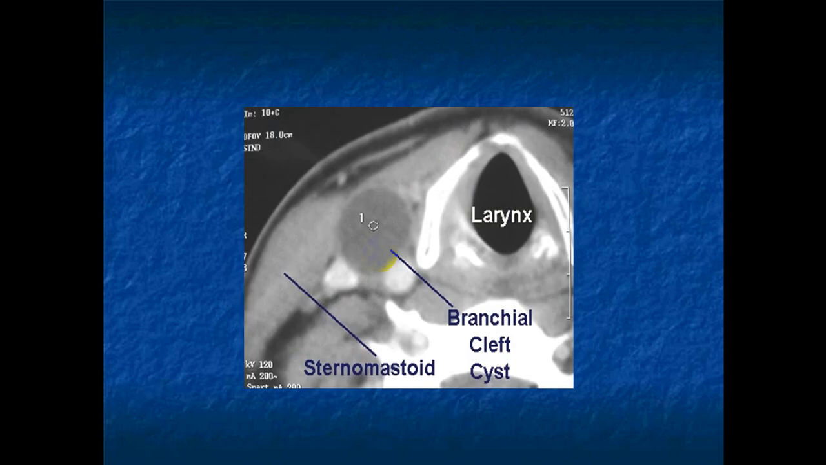Usually we do ultrasound of the neck, and this is an axial CT scan of the neck showing a well demarcated, low attenuated cystic swelling between the sternomastoid and the thyroid cartilage.